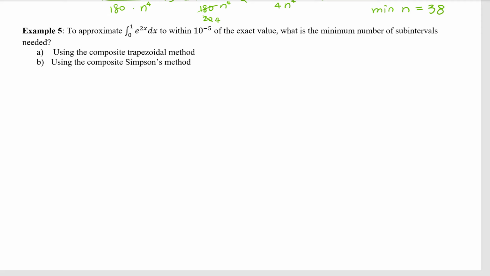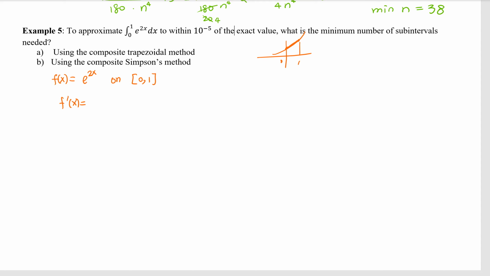So our function f is e to the 2x, right? And it's on the interval from 0 to 1. Exponential function is like this. So 0 to 1, it is an increasing function. Do you see that? Okay, so in order to approximate the error for the trapezoid method and Simpson method, we need the second and the fourth derivative. So let's keep taking the derivative.